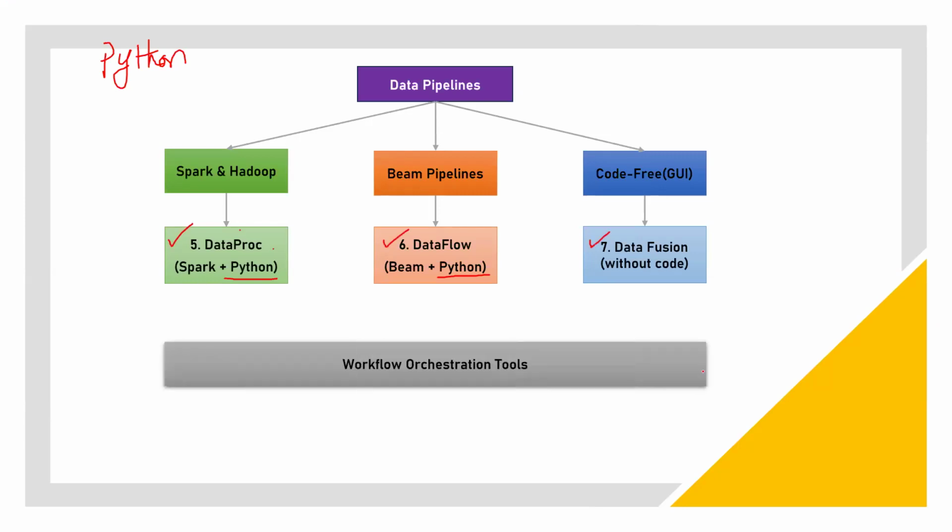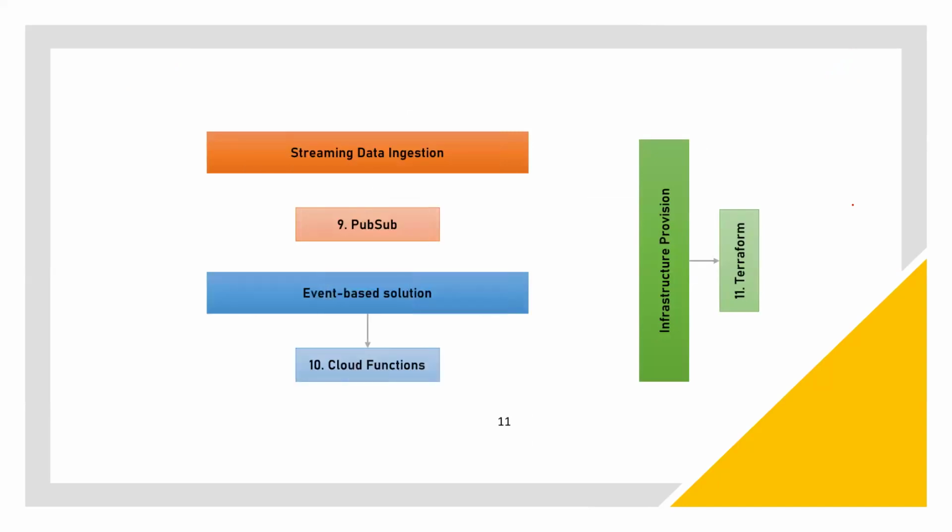And next, we have a workflow orchestration tool. We are going to cover Airflow or Composer. Both are the same. That is our 8th service. So here also we are covering 4 services: for creating data pipelines and doing workflow orchestration, we have Dataproc, Dataflow, Data Fusion, and Airflow. And the next thing is the infrastructure provisioning tool, streaming data ingestion tool, and event-based solution.